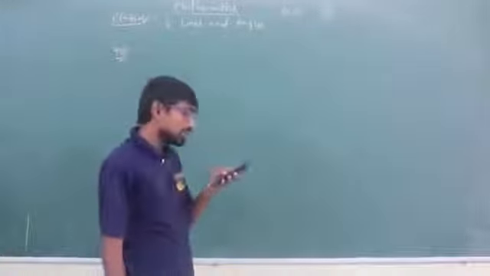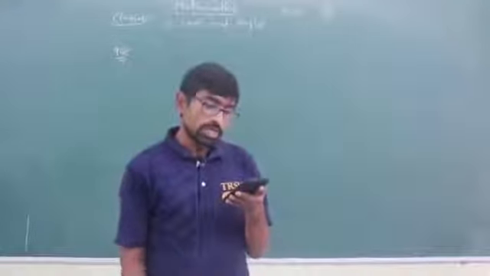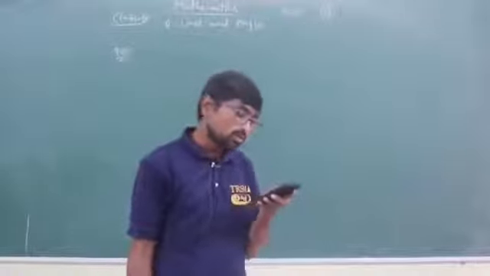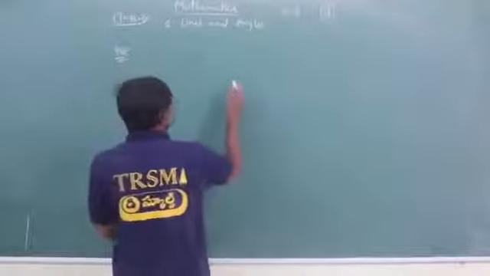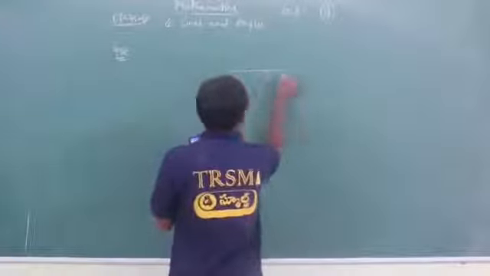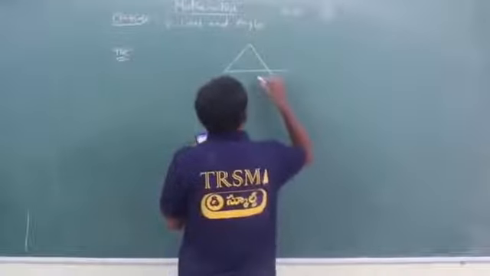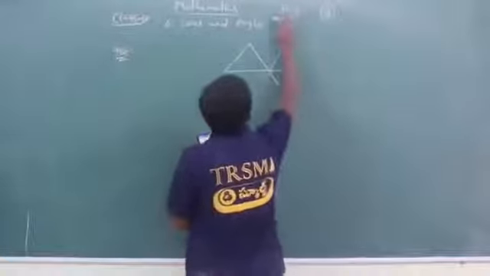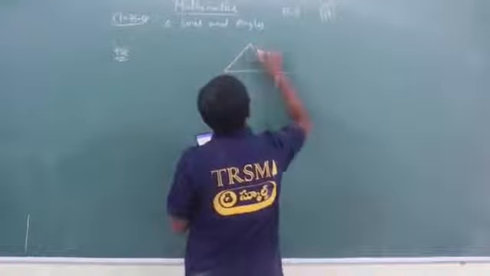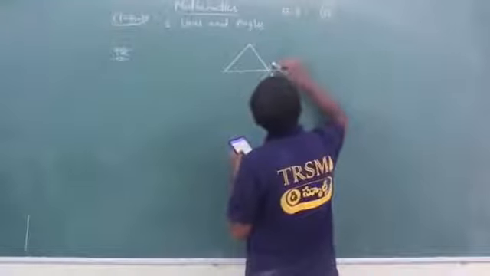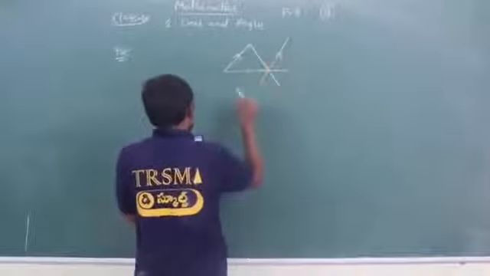What you are given in the question: in the figure, the arrowhead segments are parallel, then find the value of x and y. So here I am drawing the figure, which you can see in your textbook. These arrowheads are parallel, both the lines are parallel.